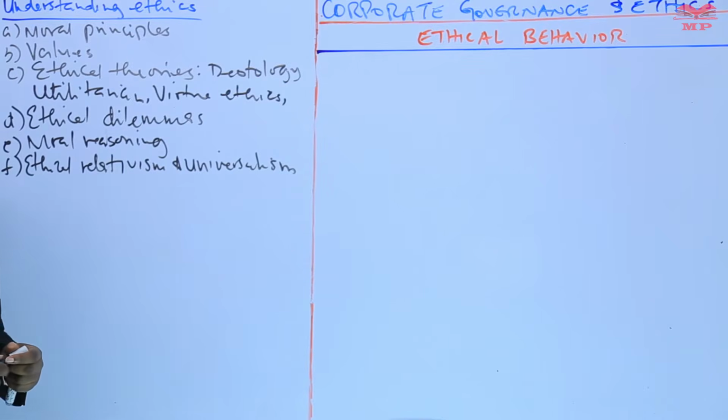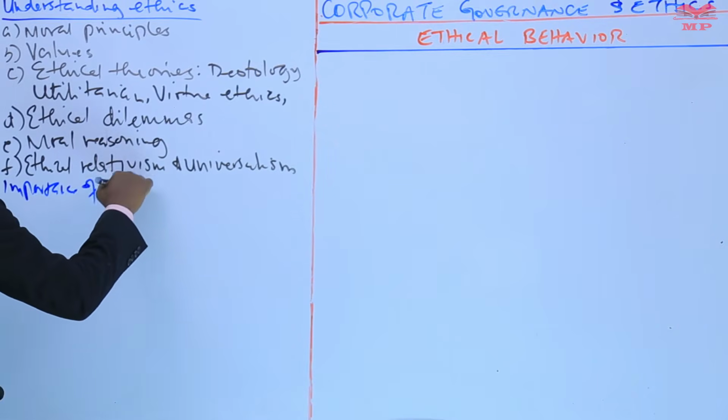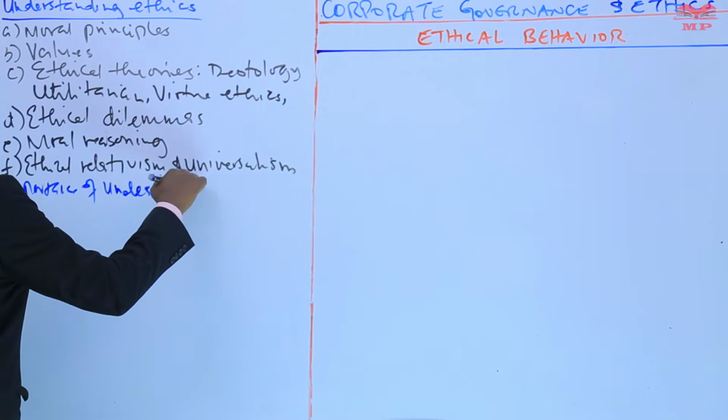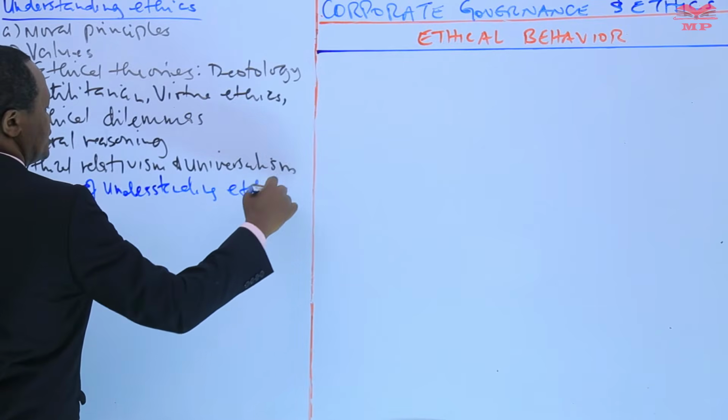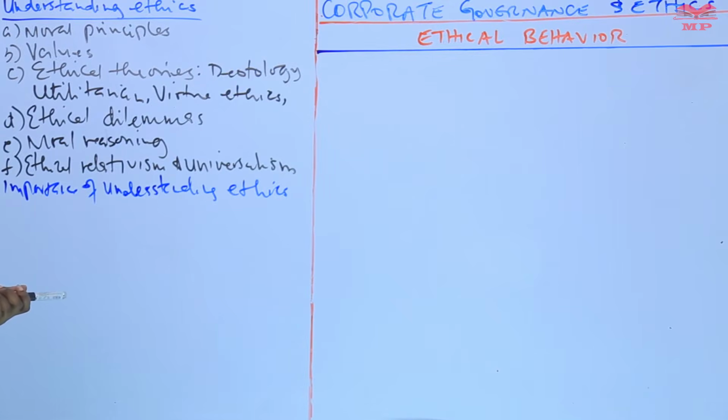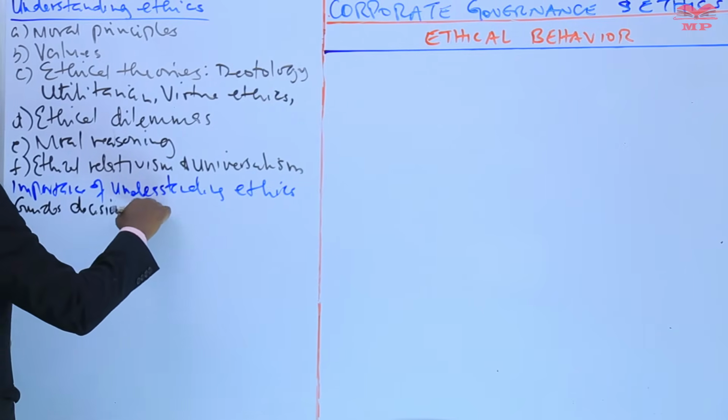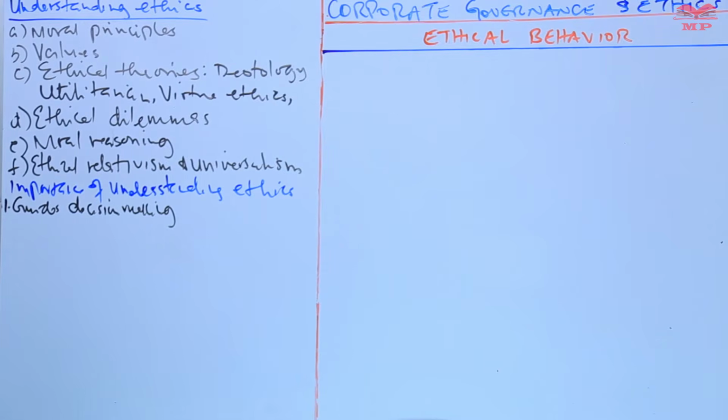Understanding ethics. Now, candidates, it is important to understand ethics for various reasons. All right? Let's put down the importance of understanding ethics. Why is it important to understand ethics? Why are you studying ethics? One, ethics guides decision making. Ethics provides a framework for making sound decisions that align with our values and principles.